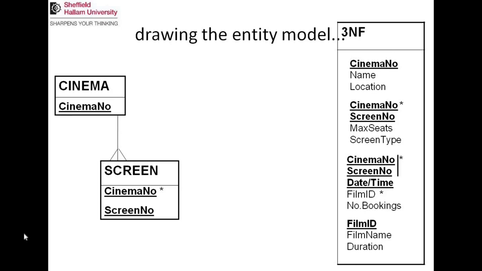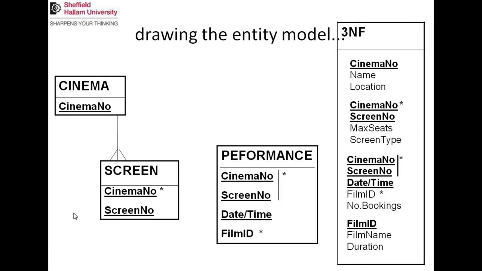The next structure records which film is showing on that particular cinema screen. We could call that performance. Each performance occurs on one specific screen, and each screen has got many performances on it. Then finally, the film is a foreign key leading to the last table that is recording film information. Each performance is a performance of one film, and each film could be shown in many performances. So there's our overall entity relationship diagram.